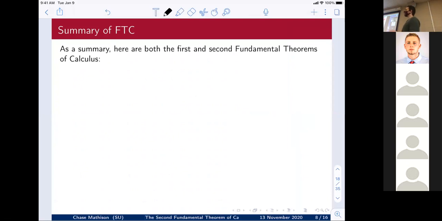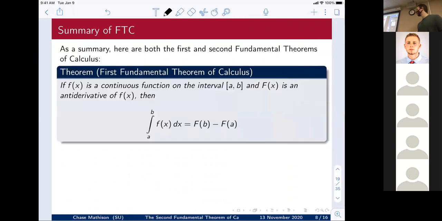So here's a summary of what we've been covering the last couple of days. Okay, so the first fundamental theorem of calculus says if I'm taking an integral of a continuous function on the interval a to b, and big F of x is an antiderivative of little f of x, then the integral from a to b of little f of x with respect to x is just capital F of b minus capital F of a. Okay. Fundamental theorem of calculus. Normally when someone says the fundamental theorem of calculus, they're referring to this one.